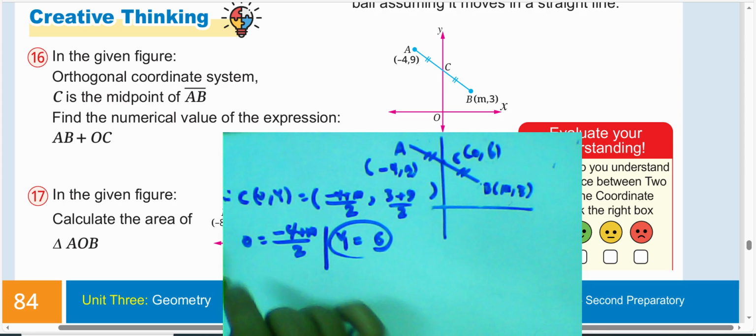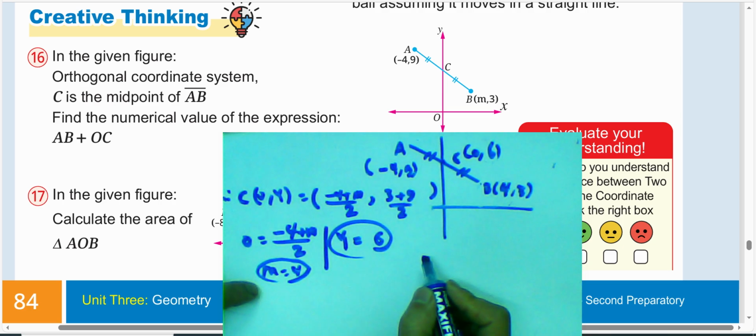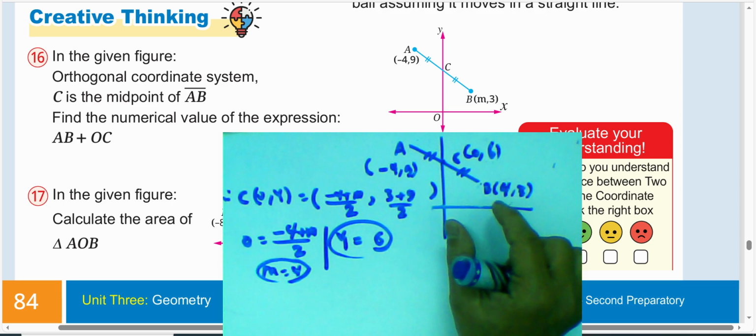And M: 2 times 0 is 0, then M will be equal to 4. Negative 4 plus 4 equals 0, so M will be 4. Then we found the coordinates of point C as (0, 6), and B as (4, 3).